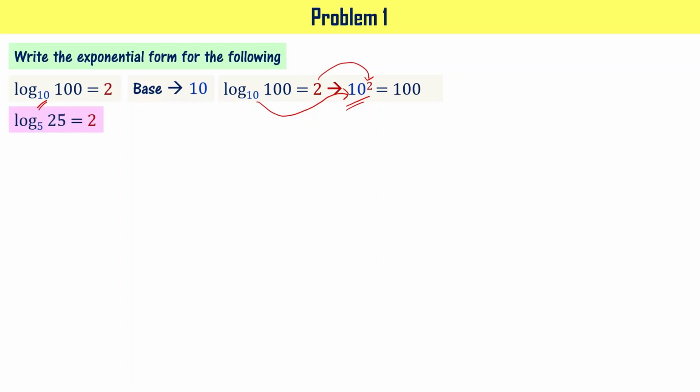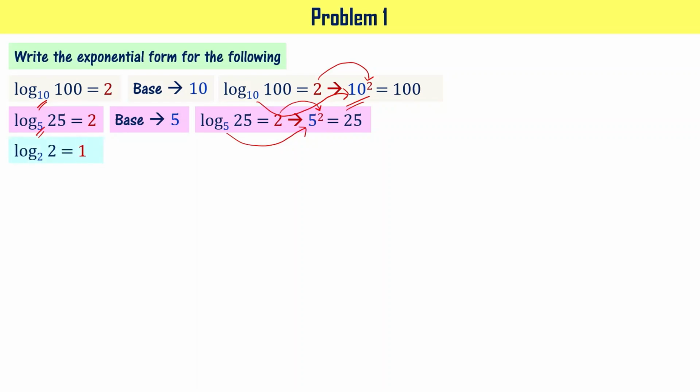So log 25 of base 5 is equal to 2. In this case, we said that base equal to 5. So when you convert this to exponential form, you will be writing this as 5 square equal to 25, right? This base is going as base even in the exponential form, and this outcome is going as power. Okay, I hope you understood this, right?